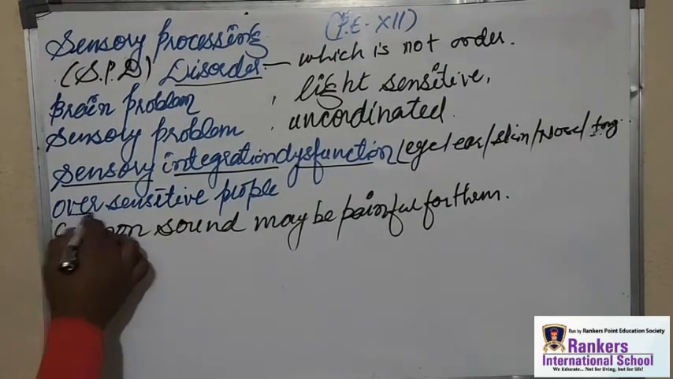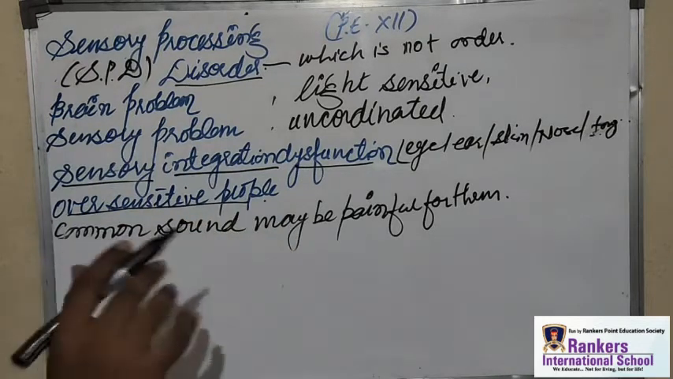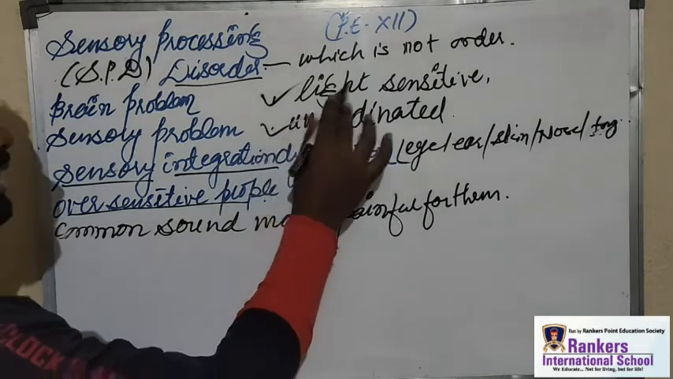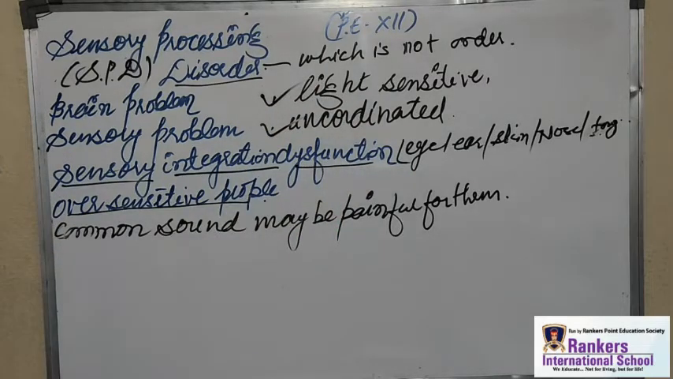Some people with sensory processing disorder are oversensitive. They may be oversensitive to light reflection. They may also be uncoordinated. They are not able to coordinate properly because of the kind of problems they face. It is not currently recognized as a distinct medical diagnosis.